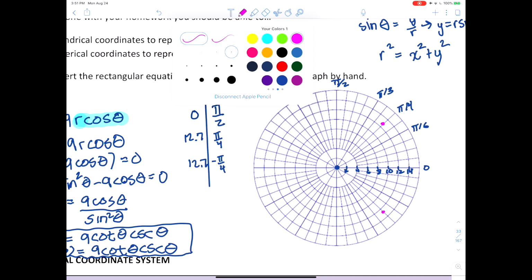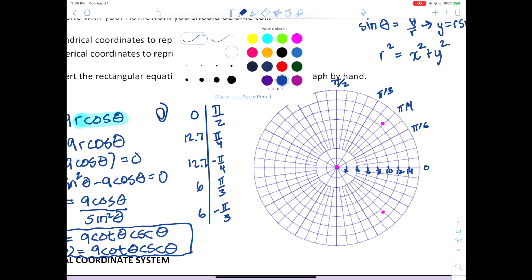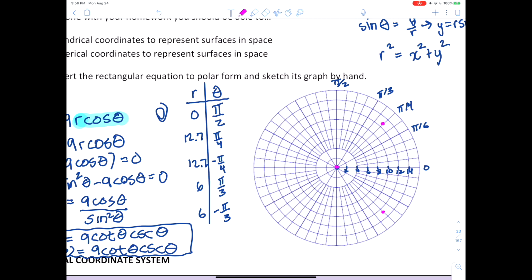And then we're getting closer because we know we have a parabola, right? All right, so then if we go to pi over 3, it turns out being 6. That's nice. And then negative pi over 3, we're going to end up also getting 6. So let's graph those two, and then we should have a good enough picture for what we've got going on.